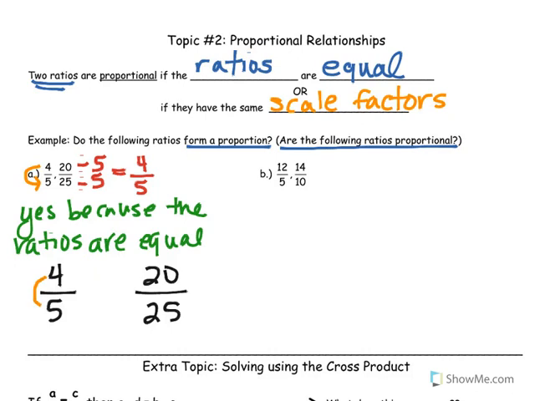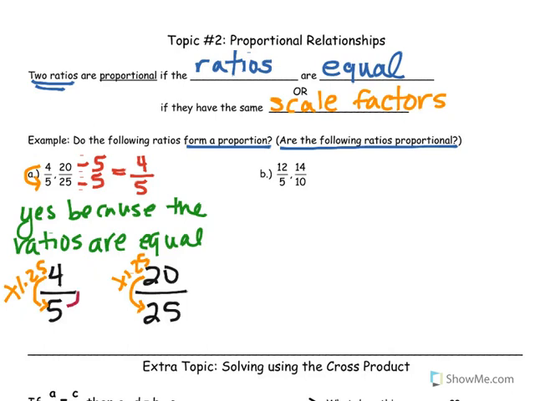So if I want to say 4 times what gets me to 5, I'm going to do 5 divided by 4. And that gives me 1.25. So there's that scale factor. Okay? In the same direction, if I want to say 20 times what is 25, I'm going to do 25 divided by 20, and that's also 1.25. So notice, in the same direction, small number to big number, they have the same scale factor.